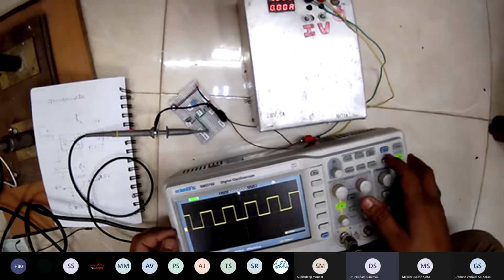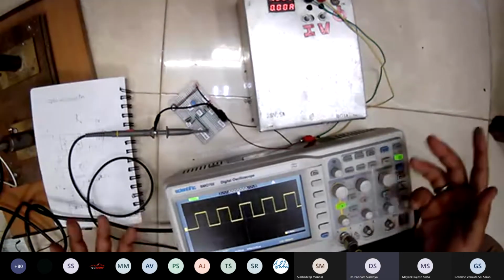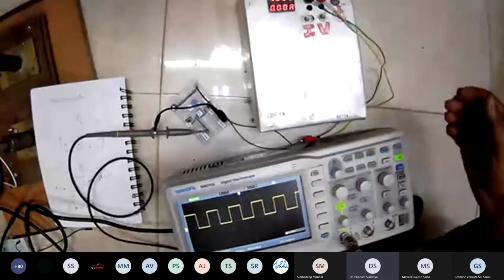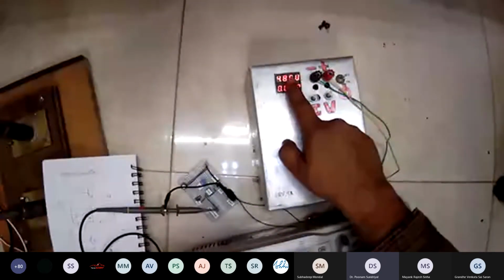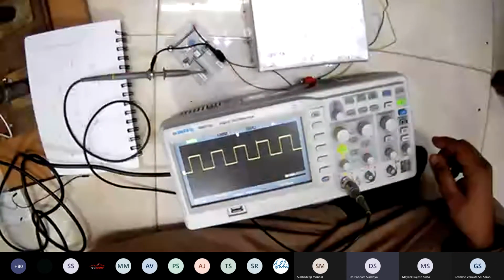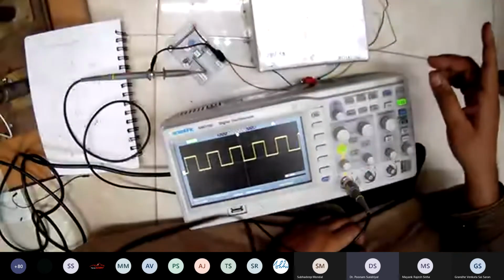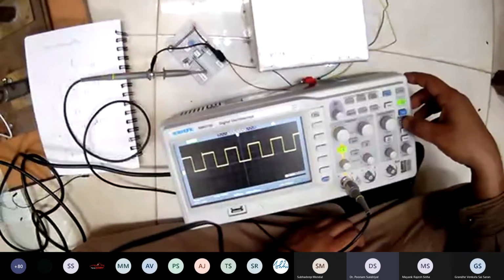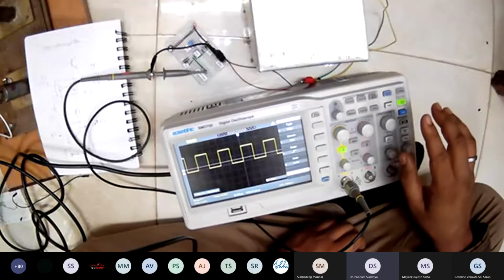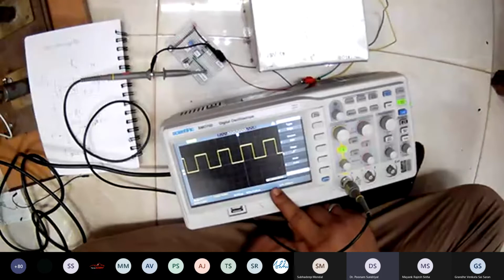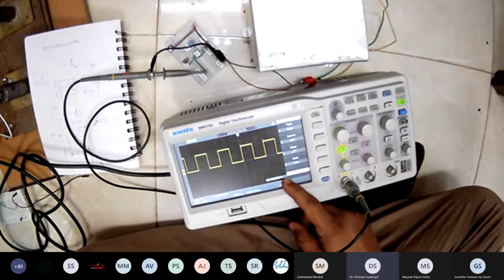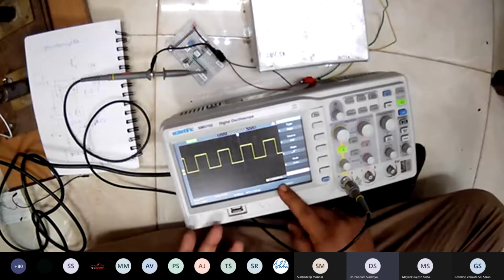So Vmax says 4.8 volts, and right now the input is at 4.8 volts. If you look over here, it's 4.8 volts. Now in fact, we can trigger it. So the trigger menu. Now we have triggered it, and the frequency it shows is 1.3 kilohertz. Most likely you will not be able to read this. It says 1.3 kilohertz. Okay.